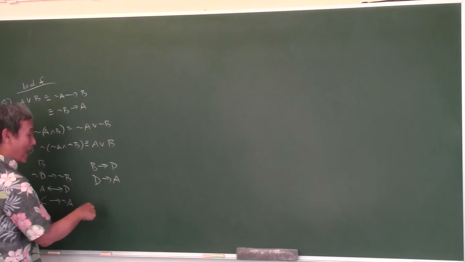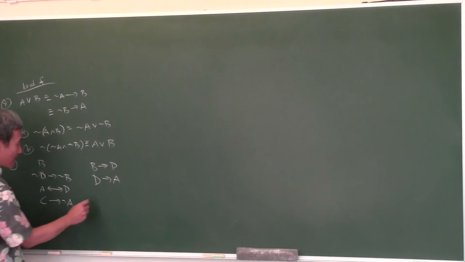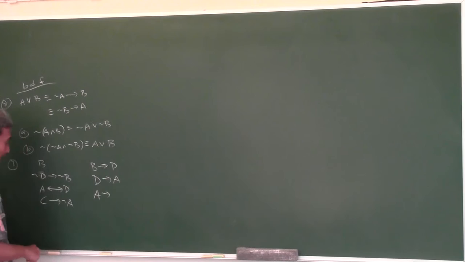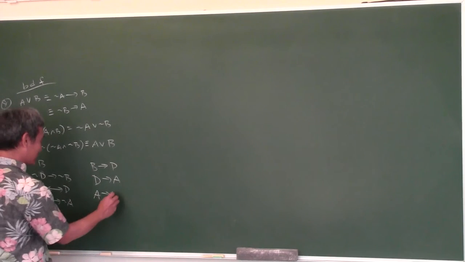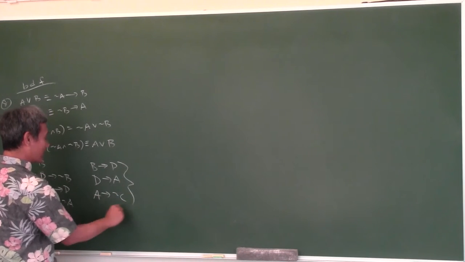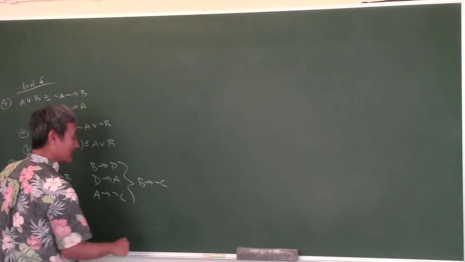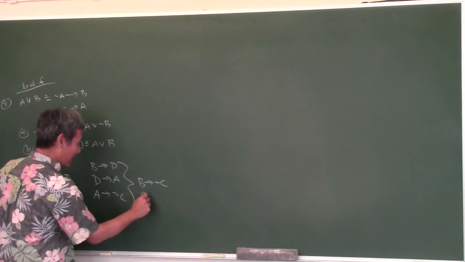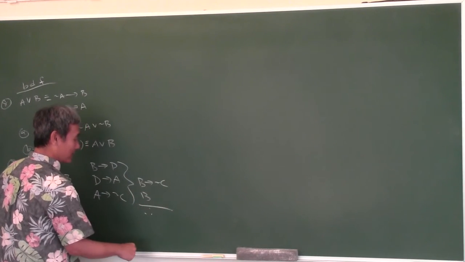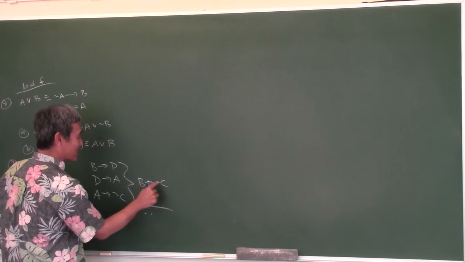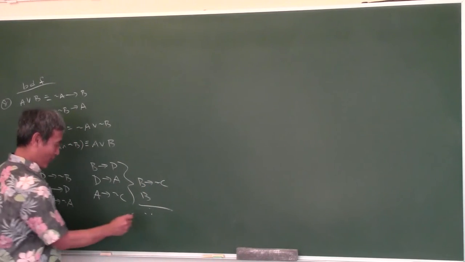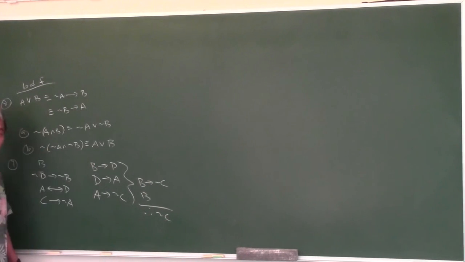And then if I'm going to use the law of syllogism, I need A implies something. And where can I get that? The contrapositive of this. A implies not C. So putting these three statements together, I can conclude B implies not C, but B. Therefore, not C. Basically, you're using modus ponens and the law of syllogism. Very simple.